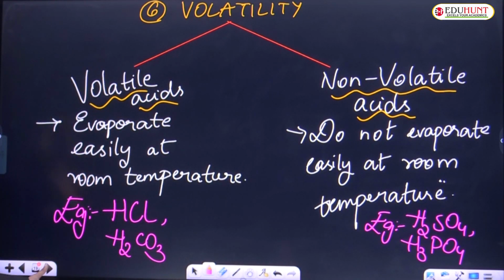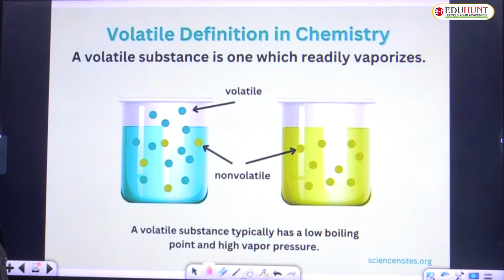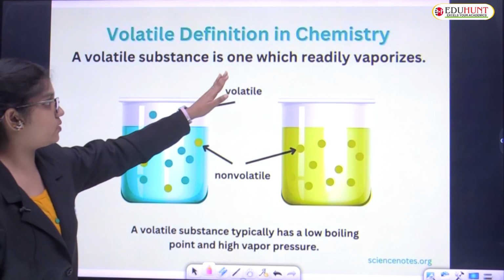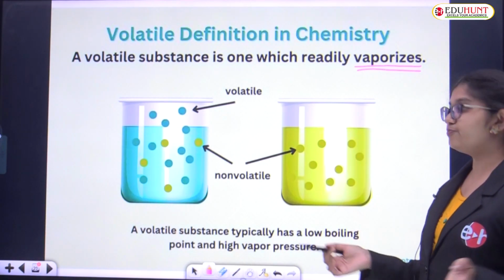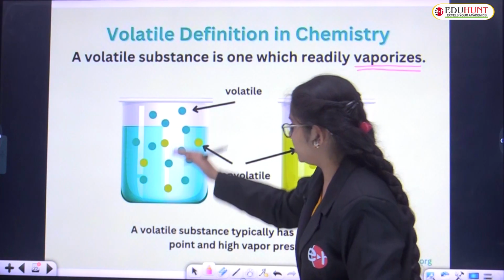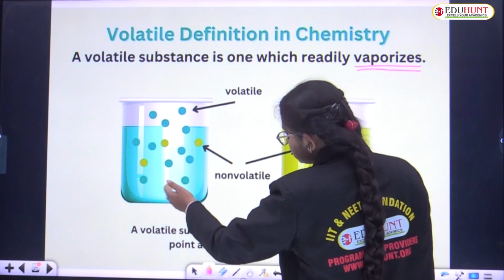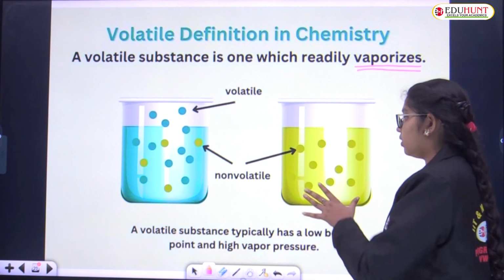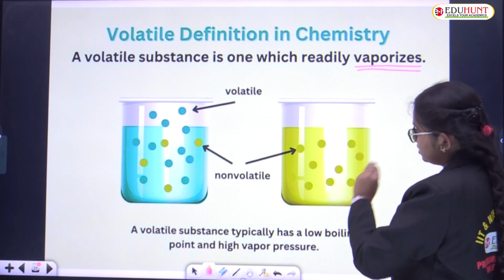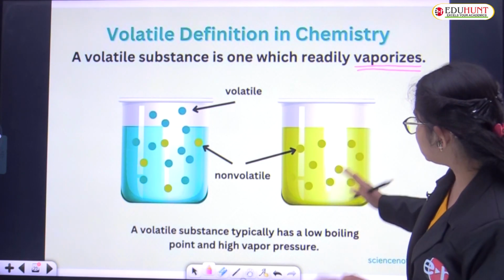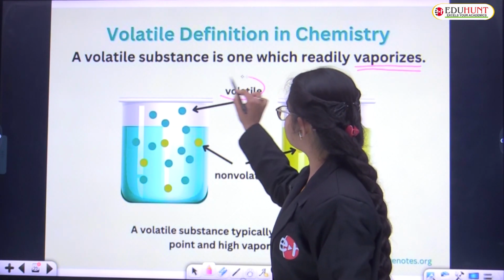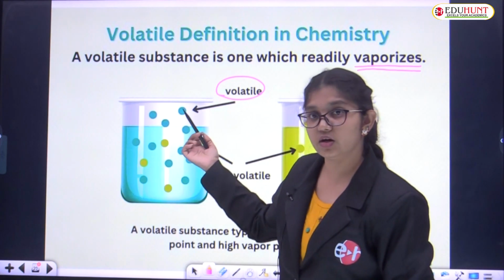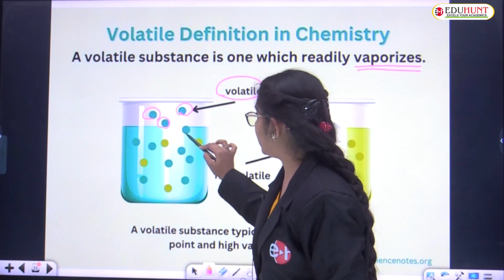And if you see the picturization here, we have something for you. Volatile definition in chemistry: a volatile substance is one which readily vaporizes, which means evaporates easily. In the picture, the first one is a beaker containing some blue liquid, with some yellow molecules and some in light green. Here the volatile particles are evaporating easily into the atmosphere, which means they are considered volatile acids.